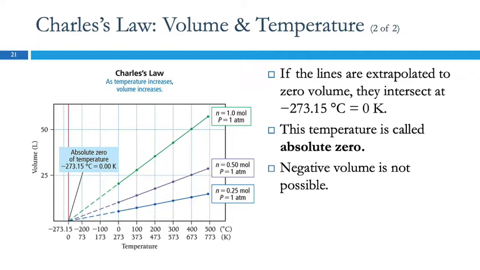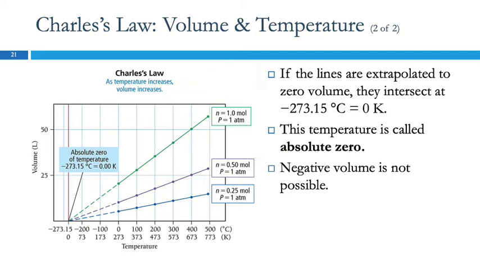What's interesting, though, is if you extrapolate, which means to draw the line beyond where you have any data, which can be dangerous sometimes. But if we extrapolate, we find that all 3 of these lines intersect with y equals 0, or 0 volume, at negative 273.15 degrees Celsius. Does that number sound a little familiar? To convert from Celsius to Kelvin, we add 273.15. That's where this came from.